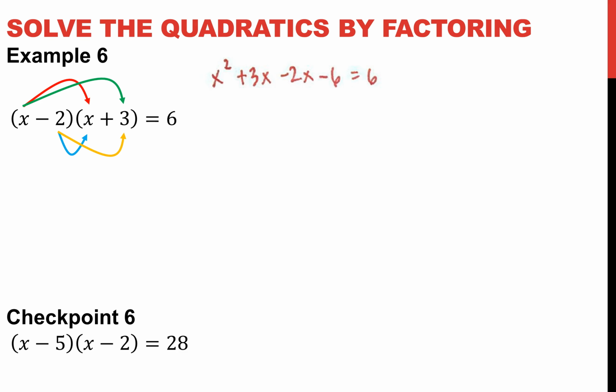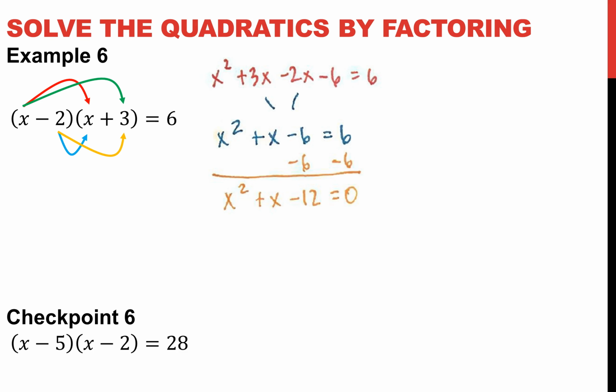X squared plus 3x minus 2x minus 6 equals 6. Now I got to set the equation equal to 0. So I'm going to combine those two middle terms first. Positive 3x minus 2x is going to give me positive x. All right, move that x from the right to the left. That cancels on the right to 0. And of course, negative 6 minus 6 is negative 12.